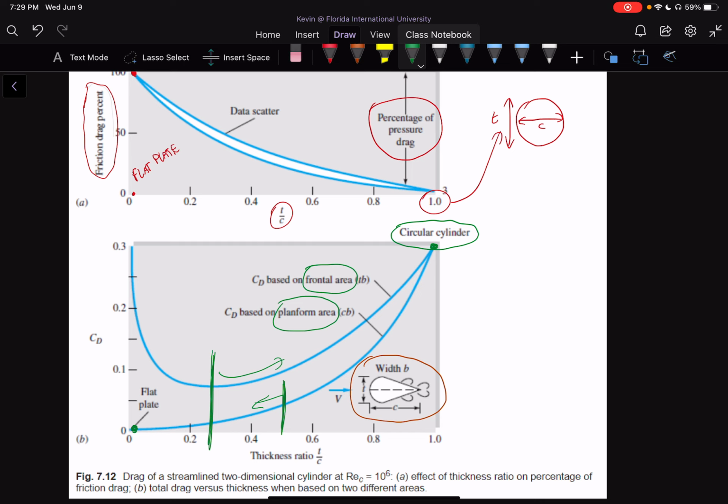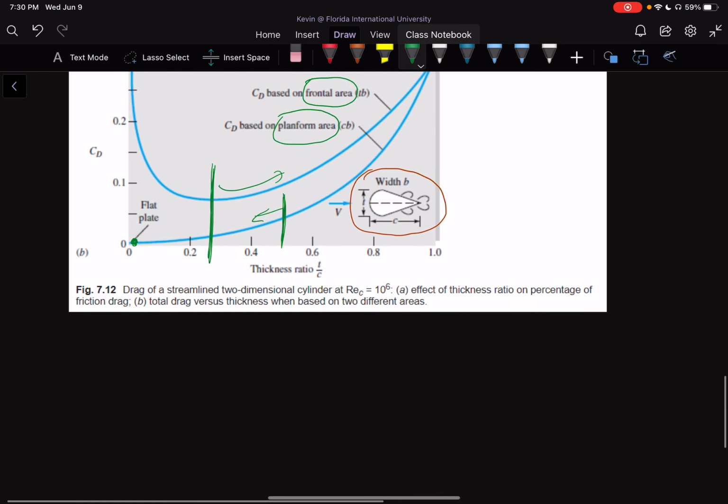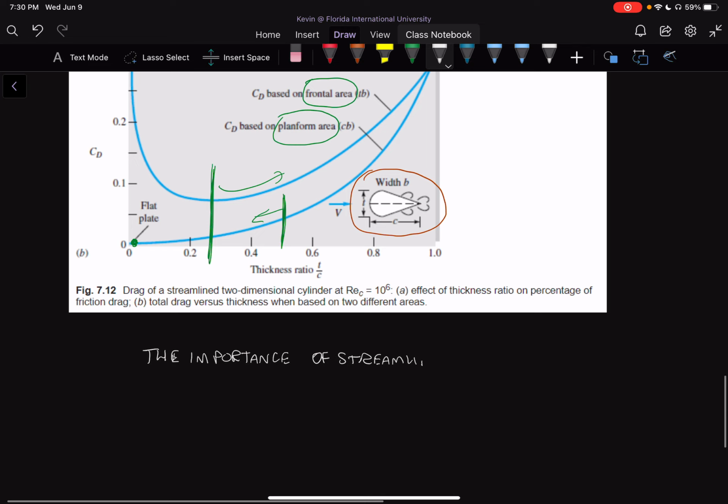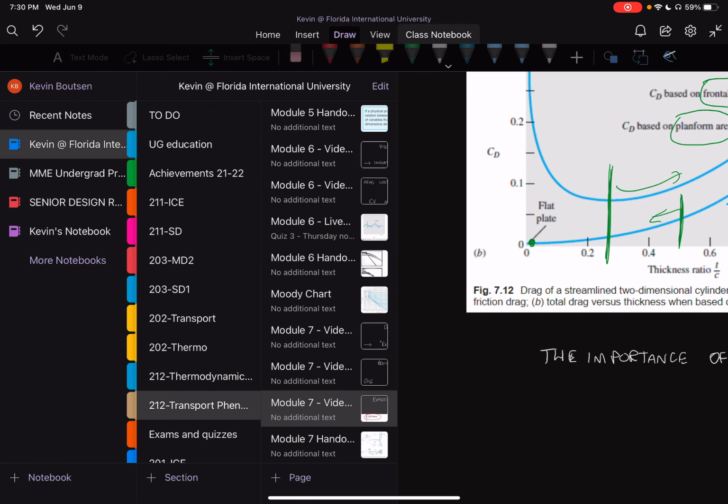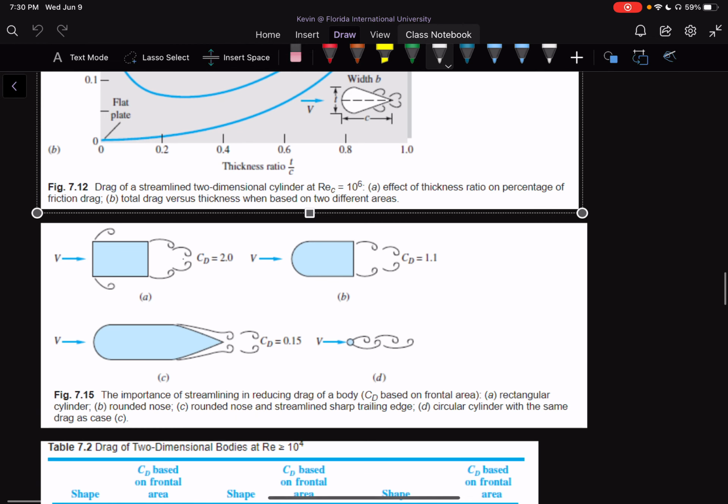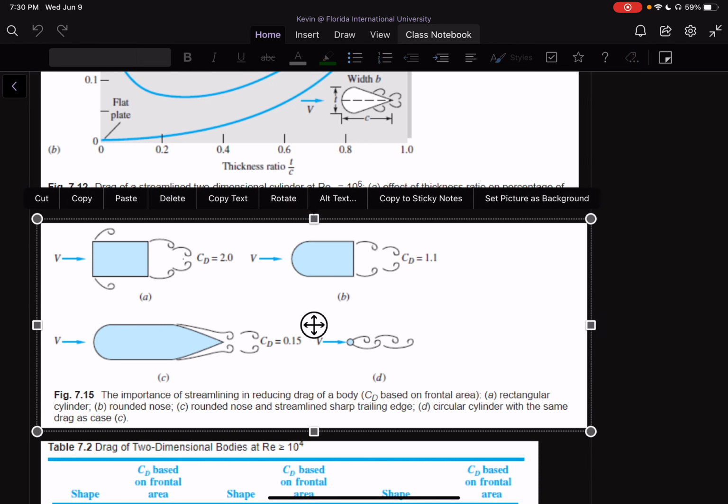Now, experimentalists throughout their time have also found that streamlining is very important. And I'm going to show you a diagram from your book that shows you the importance of streamlining a system. So if we have the following shapes, we're going to copy this over really quick.